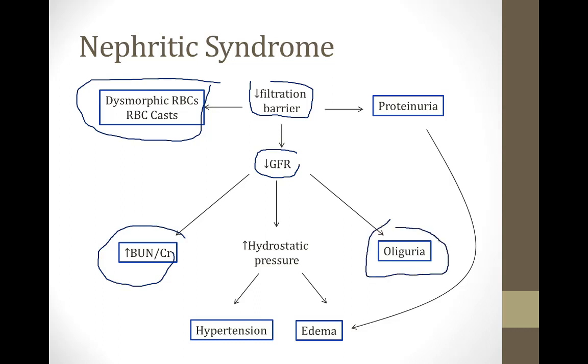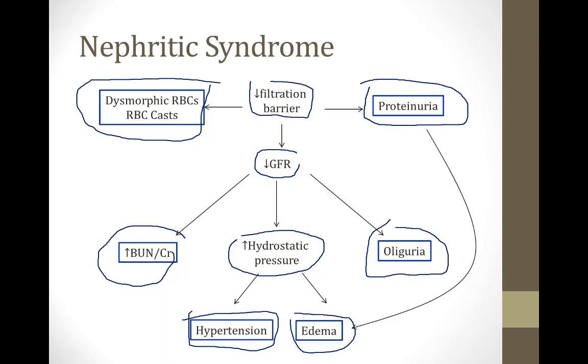Because the GFR falls, the hydrostatic pressure inside the vasculature goes up. So patients with nephritic syndrome will have hypertension, and that hydrostatic pressure will drive fluid into the extracellular space, and you will get edema. Another mechanism by which you get edema is that there's proteinuria from the protein loss in the urine. So therefore you lose the oncotic pressure, and this also triggers edema. So there's two ways you get edema in nephritic syndrome.